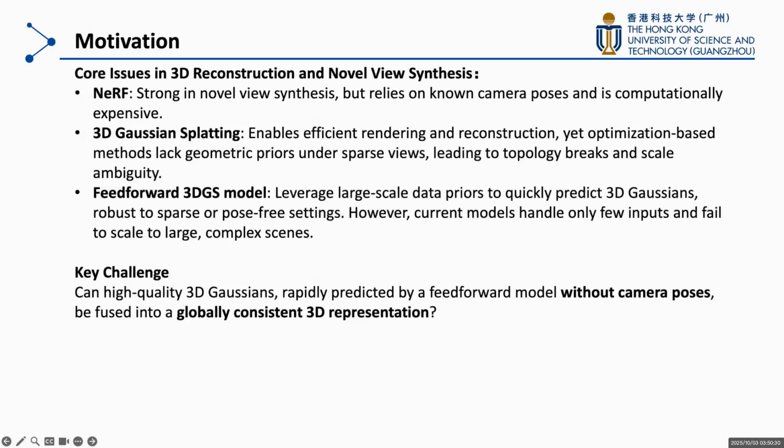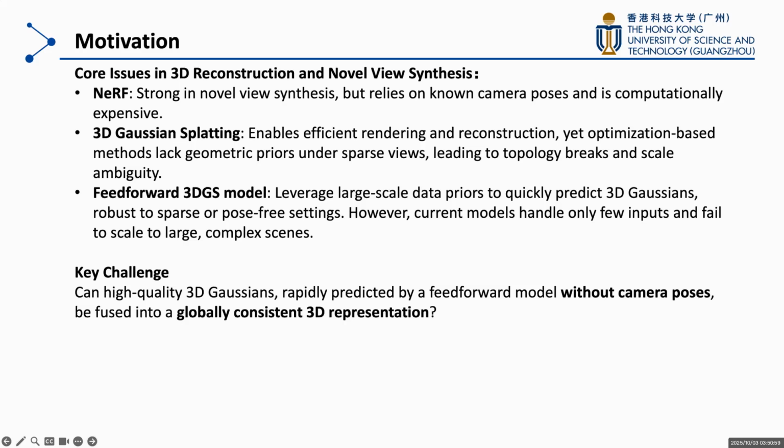The problem we study comes from 3D scene reconstruction and novel view synthesis. Traditional NeRF works very well for novel view synthesis, but it strongly depends on known camera poses, and the training cost is very high. Later, 3D Gaussian splatting was introduced. It makes rendering and reconstruction much more efficient, but when the views are sparse, optimization-based methods lack geometric priors, so they often suffer from topology breaks and scale ambiguity.